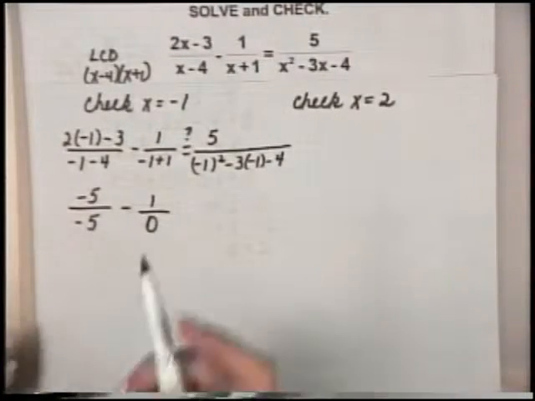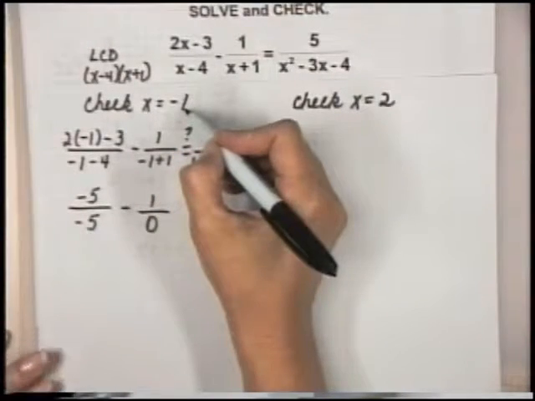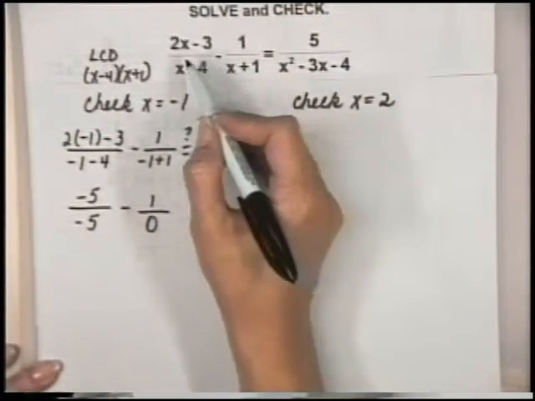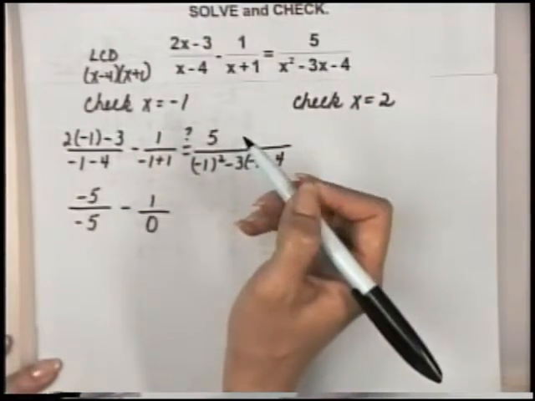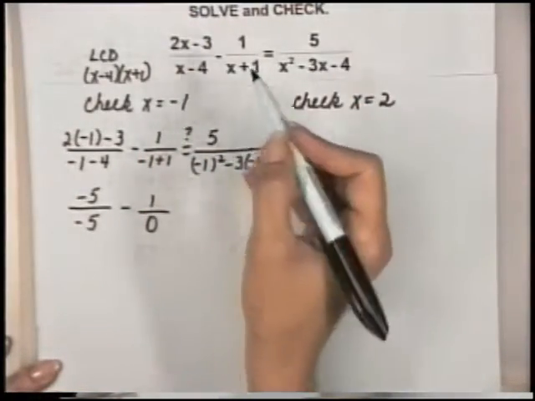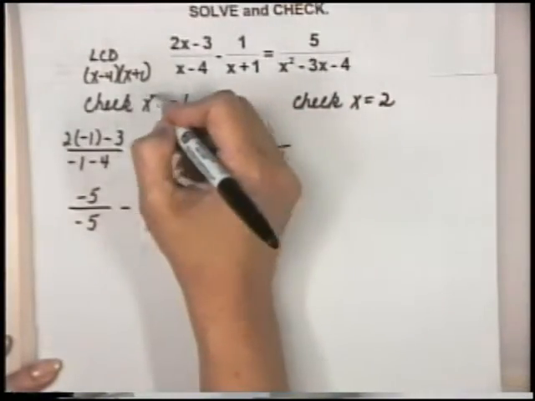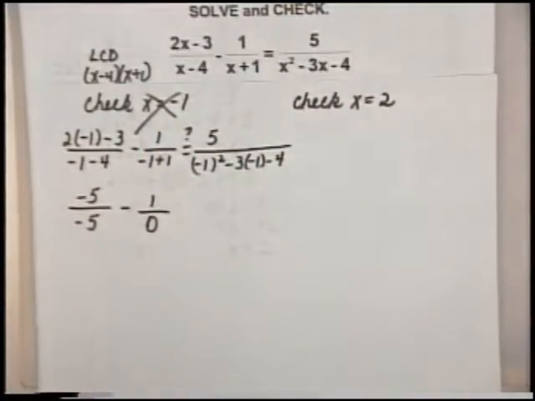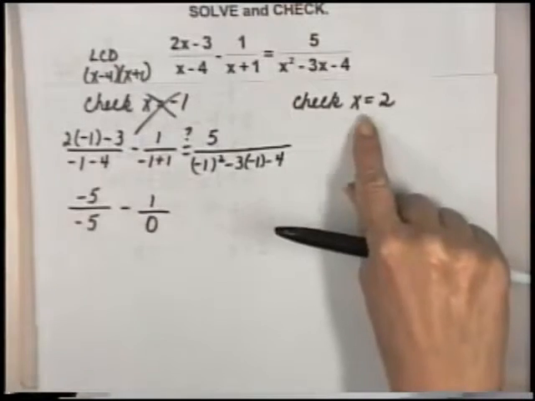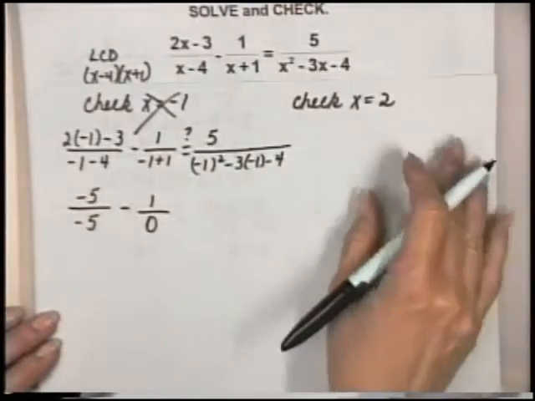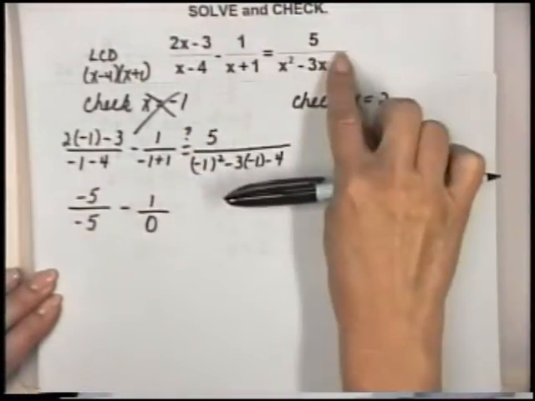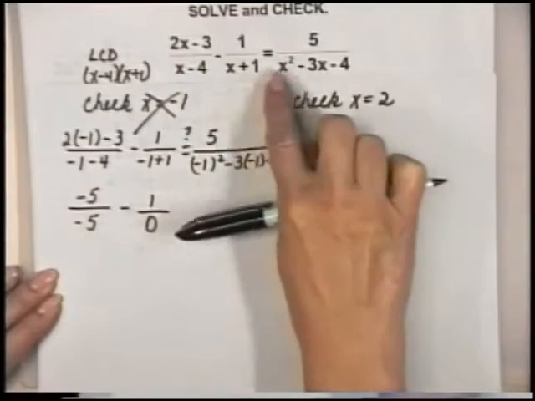What does this mean? This means that x equals -1 is not a solution of the original equation. It means x equals -1 is an extraneous solution of the original equation. We will cross it out. Now we still have a possibility of a solution for this equation, so let's go ahead and check and see if x equals 2 is a solution.